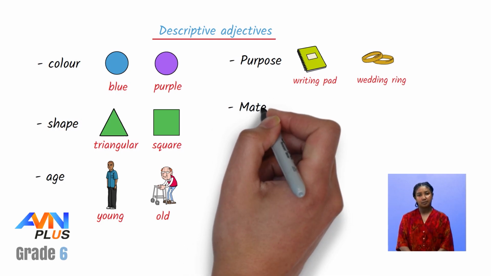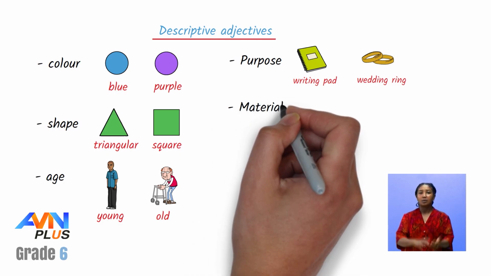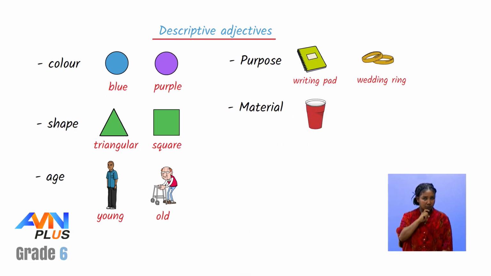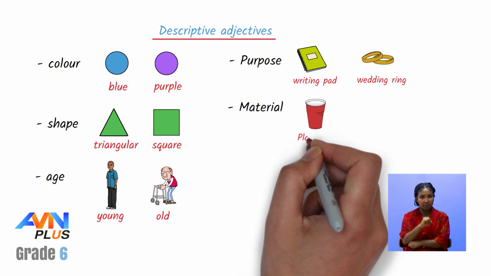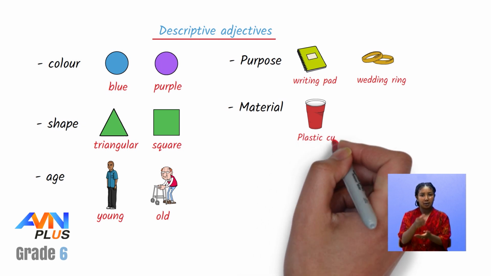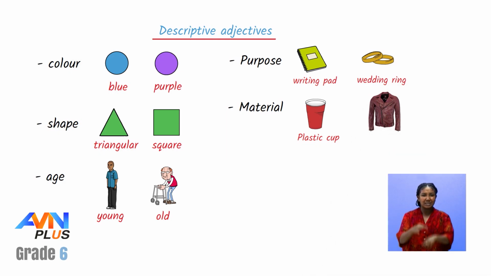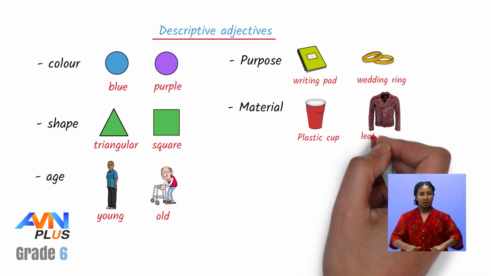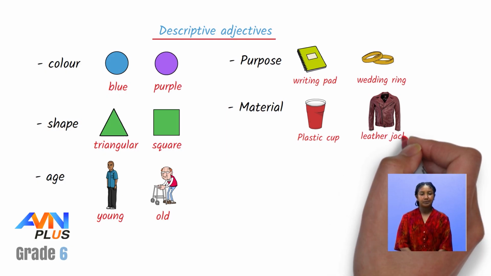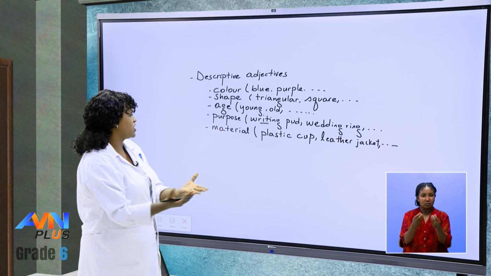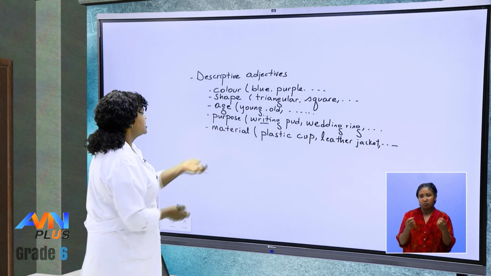Material. For example, plastic cup. Or leather jacket. Or woolen suit, etc. This is what? The fabric or the material.